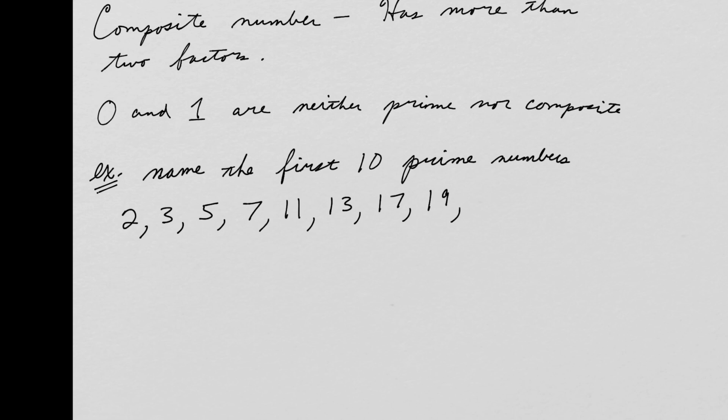How many do we have so far? 1, 2, 3, 4, 5, 6, 7, 8. So 2 more. Let's see. 20, no, right? Because it's even. 21, 3 goes into it. 7 goes into it. 3 times 7, so that's not. 22 is even. No. 23, yes, 23 is prime.